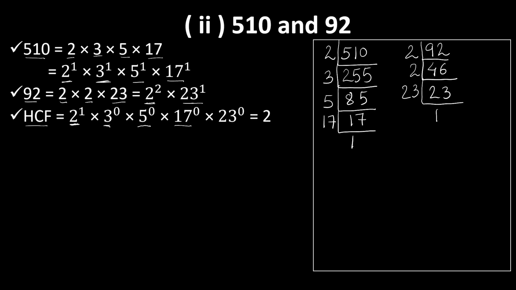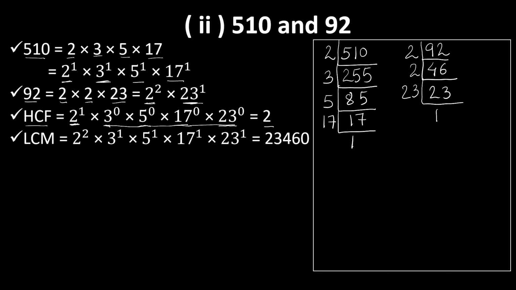Same happens for 23. 23 is occurring in 92 as a prime factor but not in 510. We cannot see 23 at all in the prime factorization of 510. So, therefore, the least exponent possible for 23 will also be 0 and hence we will be writing 23 raised to 0. Now, if we multiply all these values, 2 raised to 1 into 3 raised to 0 into 5 raised to 0 into 17 raised to 0 into 23 raised to 0, these values 3 raised to 0 into 5 raised to 0 into 17 raised to 0 into 23 raised to 0 will give us 1, and multiplying it with 2 raised to 1 will lead us to 2.